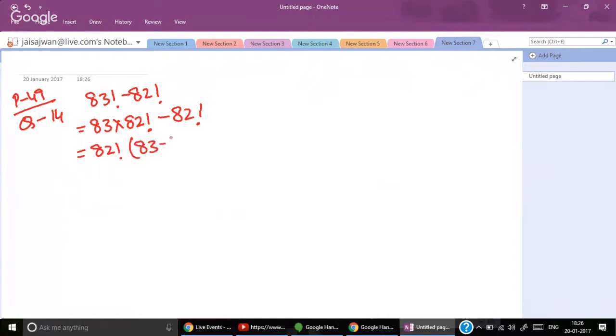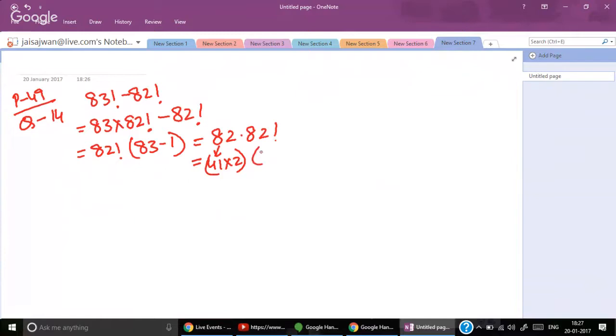So what is 83 minus 1? That is equal to 82. So it is 82 into 82 factorial. Now I want to find out the highest power of 82. As I told you in the classroom as well, any number that exists in the world is formed from prime numbers. So I can say 82 is 41 into 2.